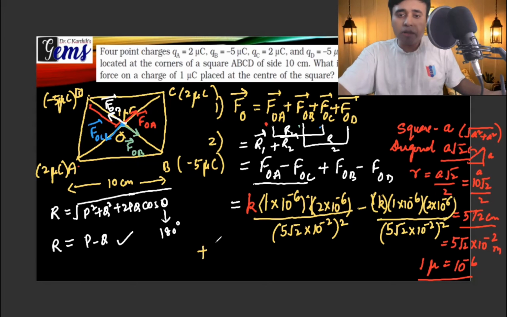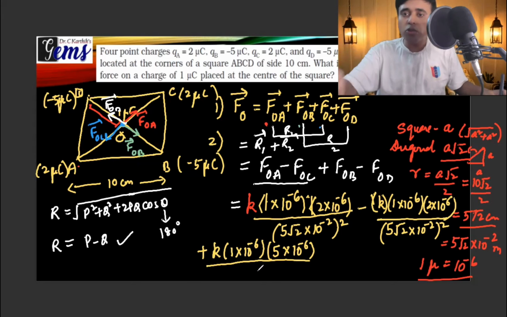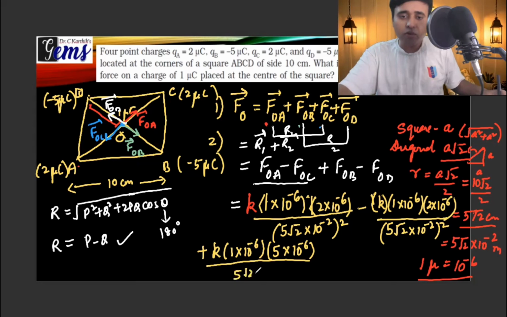So OB will be nothing but K into, again O is 1 into 10 raised to power minus 6, but what is the charge at B? Minus 5. So 5 into 10 raised to power minus 6. Now many students will have confusion about why you have not taken the negative sign. Always remember, the negative sign is only used for direction. So when you're finding the magnitude, you don't consider the negative. Very, very important. So now this distance again is the same, 5 root 2 into 10 raised to power minus 2, I'm extremely sorry, and this is the whole square.